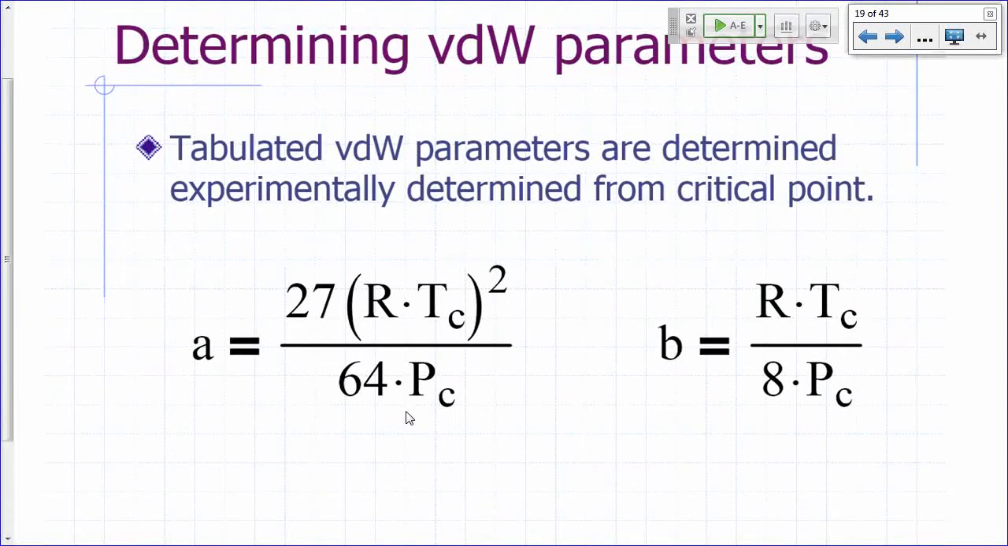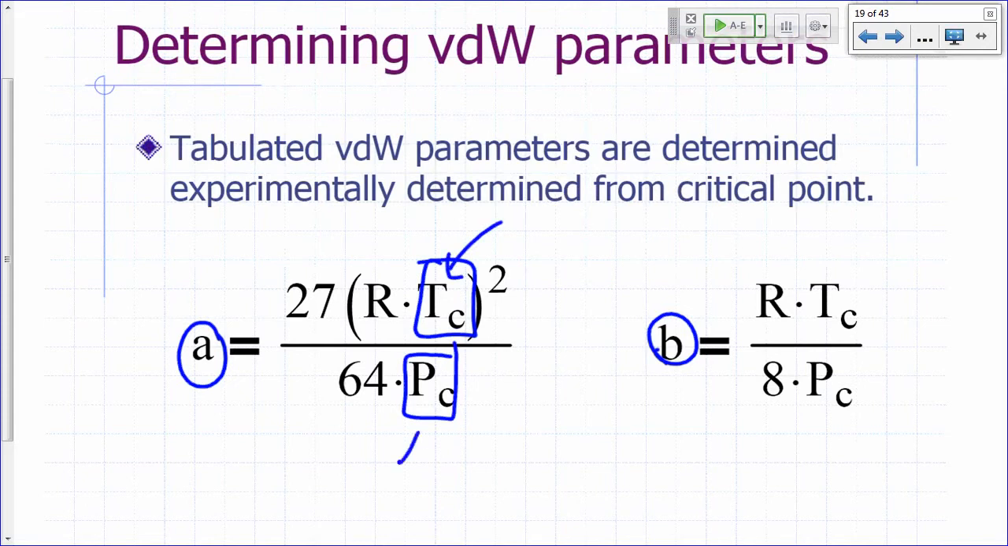Now, if you're wondering where they get these van der Waals parameters, the A and B, they calculate them from the critical point, the experimentally determined critical point of your substance. So T sub C here is the critical temperature, the temperature at the critical point, and P sub C is the critical pressure. It's the pressure at the critical point. So how is the critical point determined?